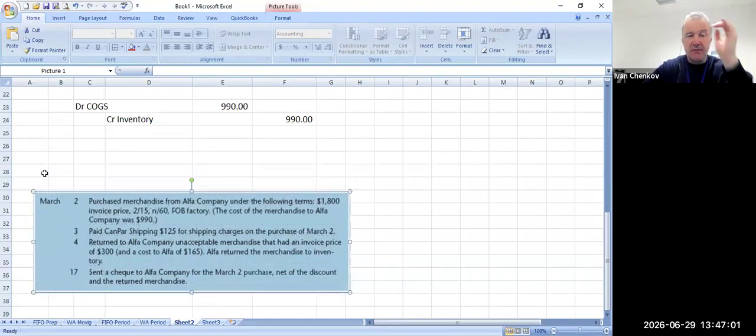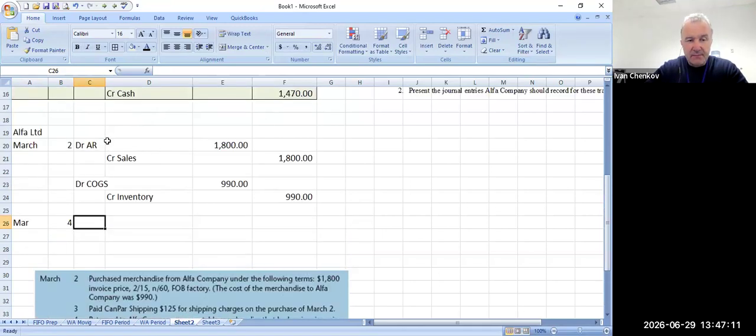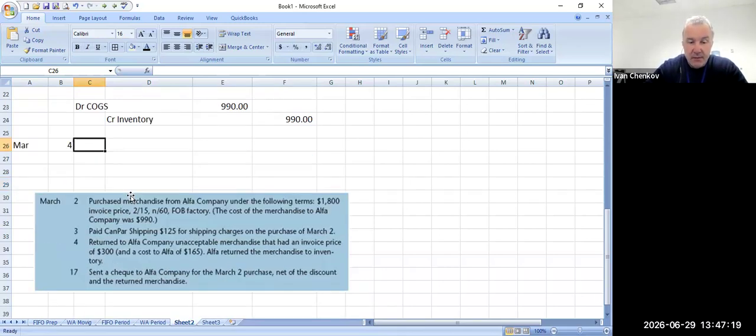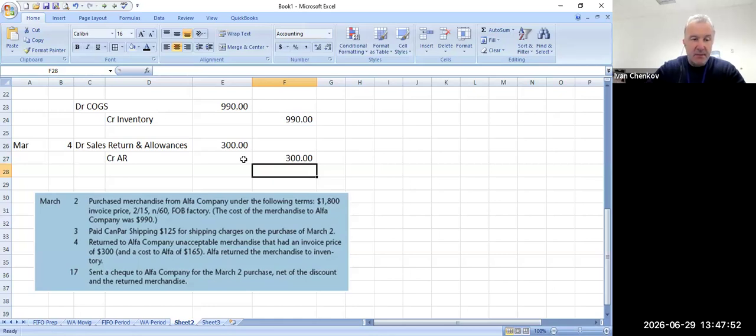On March 3rd, the company decided to send back something. So on March 4th, the company is sending. So if the company is sending, we have to give them some sales returns and allowances. So we're gonna debit sales returns and allowances with $300. So our sales gonna go down by $300, and credit, since we're giving them, they don't have to pay. Accounts receivable is gonna go down by $300. That's great. Now what's gonna be the next one?